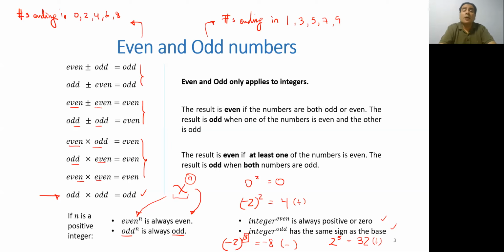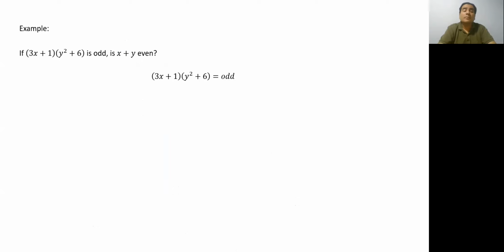Let's see how we can solve one problem using these properties. If (3x + 1)(y² + 6) is odd, is x + y even? We know that the product of these two factors equals an odd number. Well then, if you have two factors that multiply to give you an odd product, it's because each of them is an odd factor. So we analyze each factor separately.